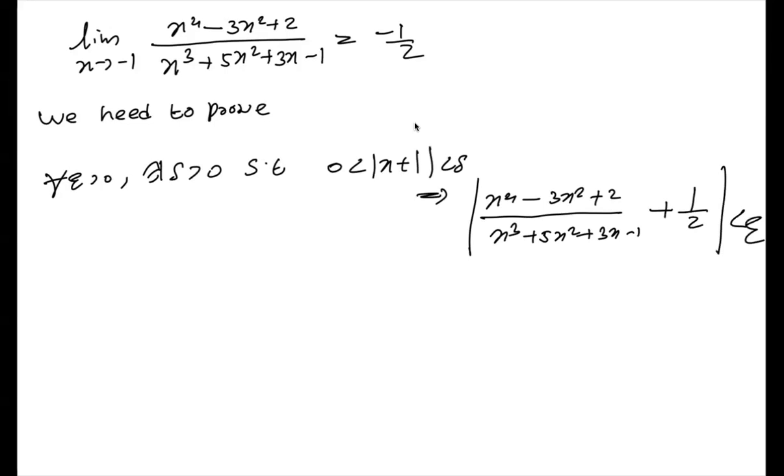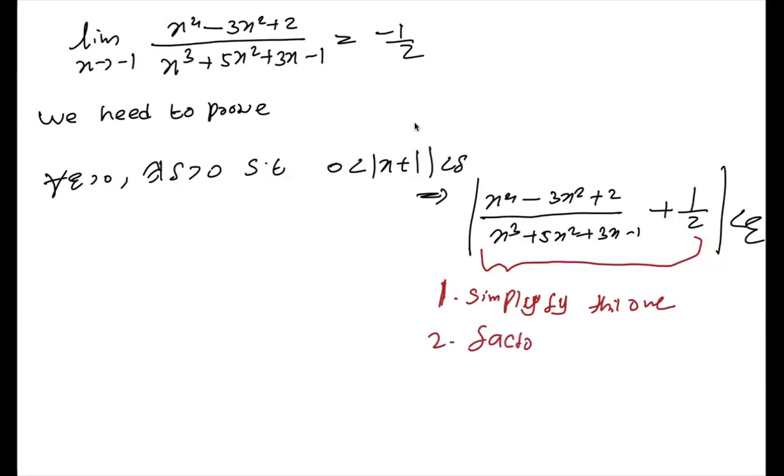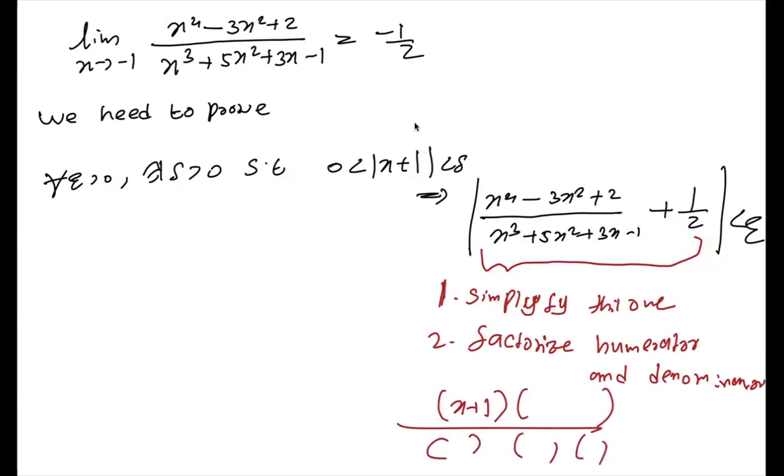So what you have to do is, actually I'm not going to do it here, I just put the steps. First step is simplify this one. And number 2, factorize both numerator and denominator. If we do it correctly, I'm pretty sure in the numerator there must be a factor of x plus 1. Numerator is something like this. The denominator is something like this.